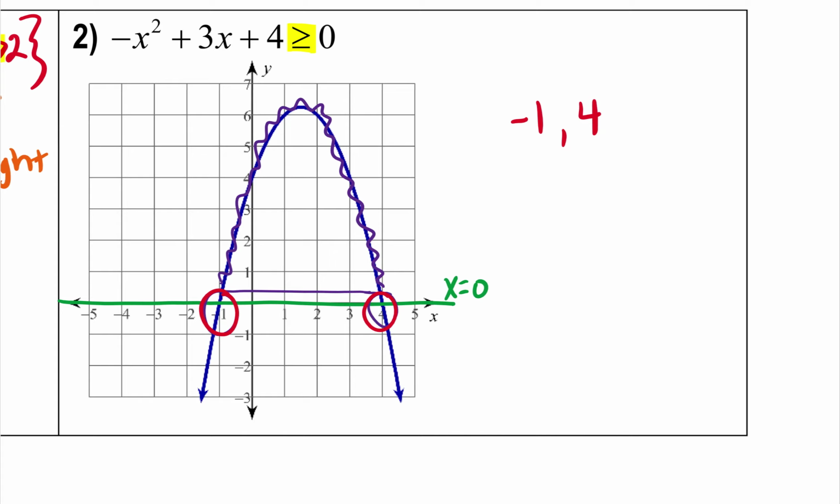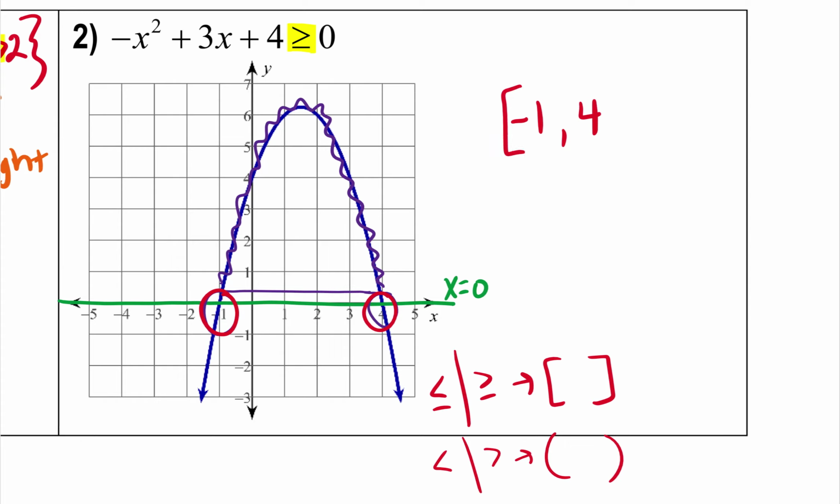So if you remember, if I'm less than or equal to, greater than or equal to, I'm going to use brackets. If I am just less than or greater than, I'm going to use parentheses. So in this case, since we are greater than or equal to, we are underlined. We're going to put the brackets like that around the numbers, and that would be my answer right there.